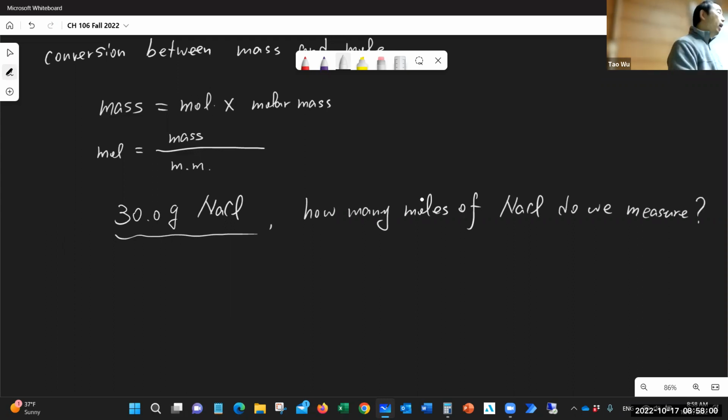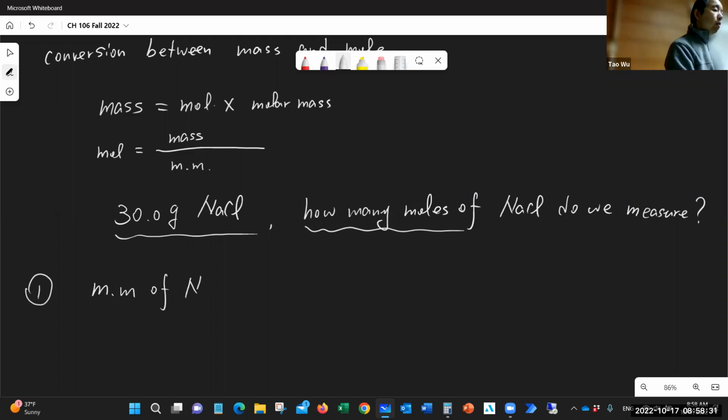Okay, I know I measured 30.0 grams of sodium chloride, but how many moles of sodium chloride do we measure? Generally, we're trying to convert the mass of sodium chloride to the moles of sodium chloride. Before we do this work, first of all, you need to find the molar mass of sodium chloride.